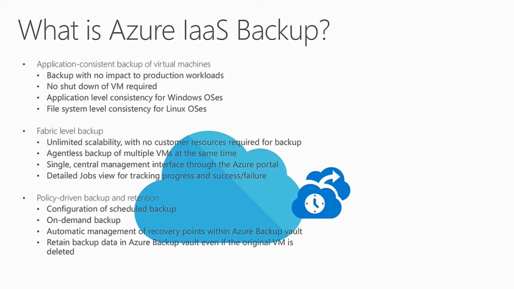What is Azure Infrastructure as a Service backup? It is an application-consistent backup of the virtual machine. What this means is it allows us to get a production-ready backup of these workloads, where previously we were just doing Azure blob snapshots, which were not application-consistent or file-consistent in many cases. This will not require a shutdown of the virtual machine, which with the PowerShell script you did require. And also this provides application-level consistency for Windows operating systems, as well as file system-level consistency for Linux operating systems.